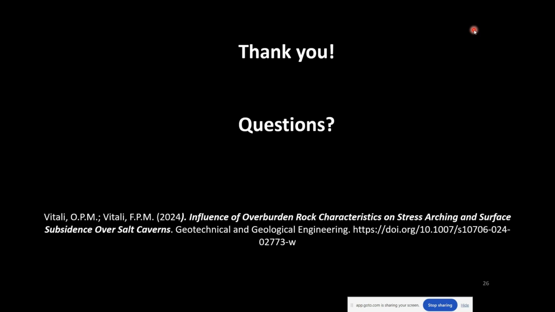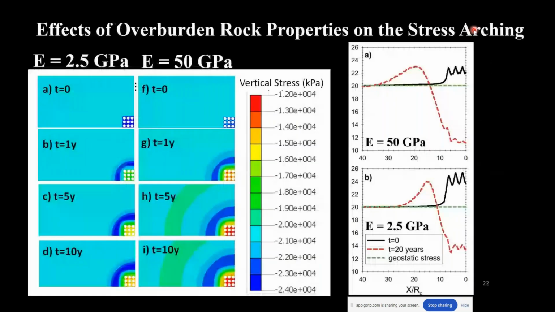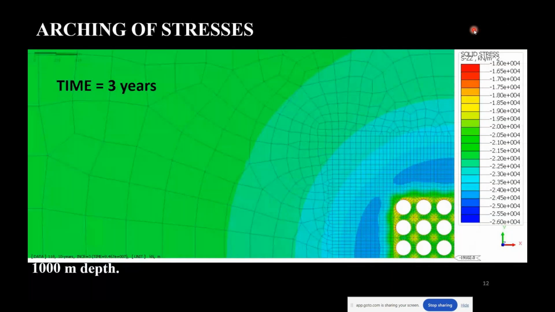So the first one asks, what is the value of brine unit weight used in the analysis? 12 kilonewton per cubic meter. Okay. And then the next question asks, could you discuss the material model a bit more in detail? Which material model? From the creep, I think, right? The viscoelastic model for salt.